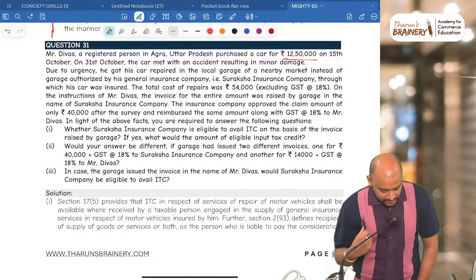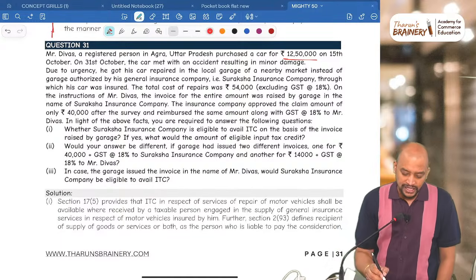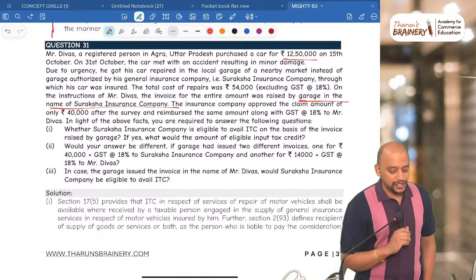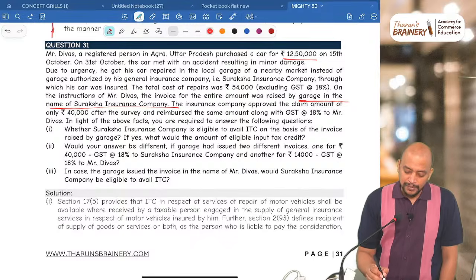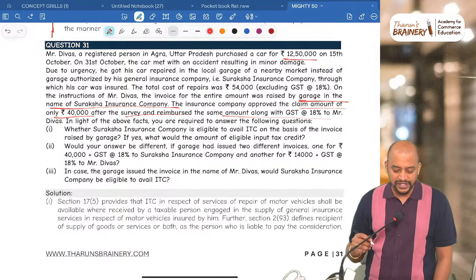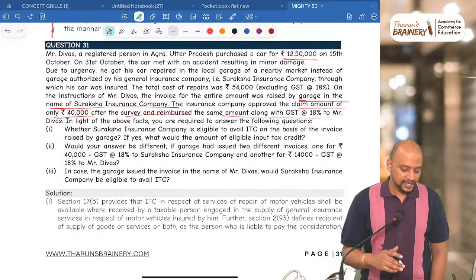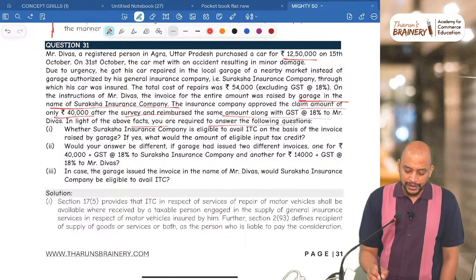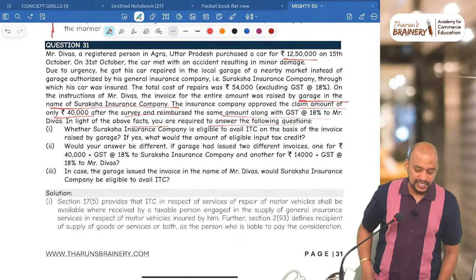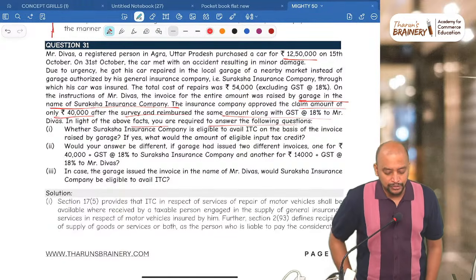On the instructions of Mr. Divas, the invoice of the entire amount was raised by the garage in the name of the insurance company. Super. The invoice is in the name of the insurance company. The insurance company approved the claim amount of only 40,000 after the survey and reimbursed the same along with GST 18% to Mr. Divas. In light of the above facts, you are required to answer the following questions. Whether Suraksha Insurance Company is eligible to avail ITC on the basis of invoice raised by garage? If yes, what would be the amount of eligible ITC?